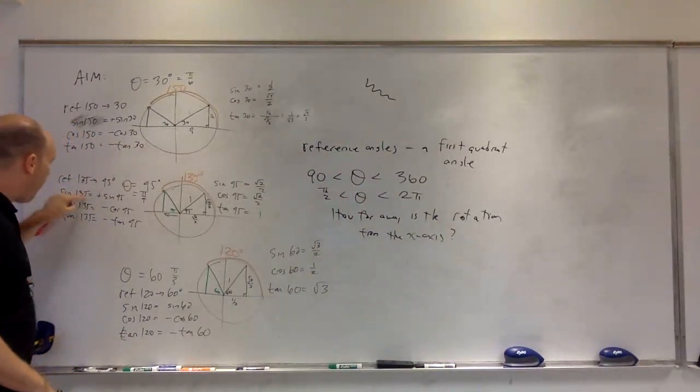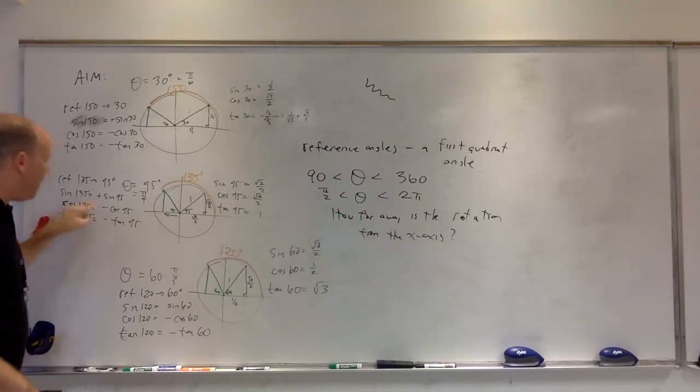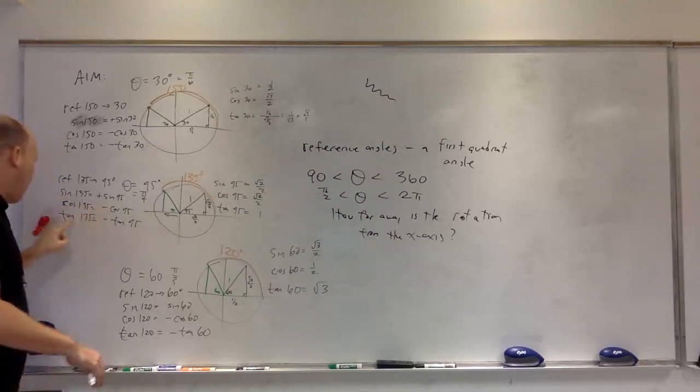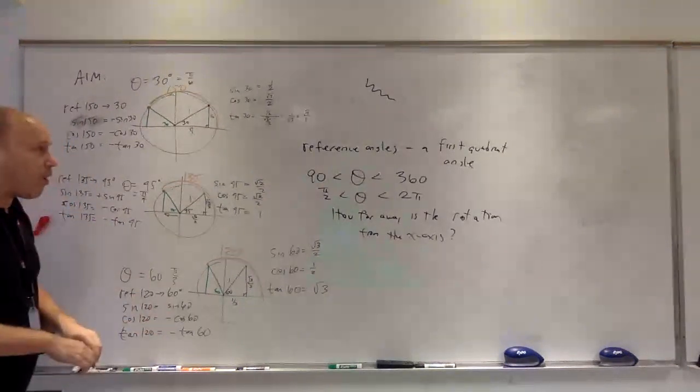What's the sine of 135? Radical 2 over 2. What's the cosine of 135? Negative radical 2 over 2. What's the tangent of 135? Negative 1. And so on and so forth.